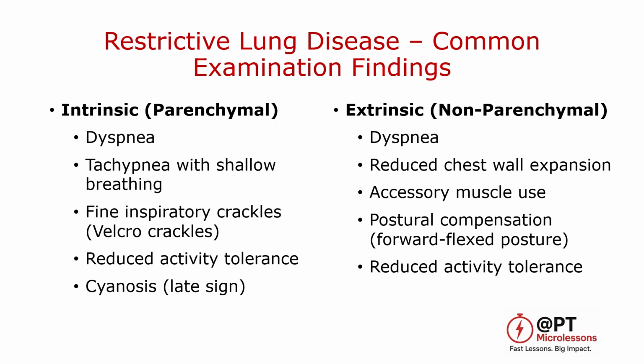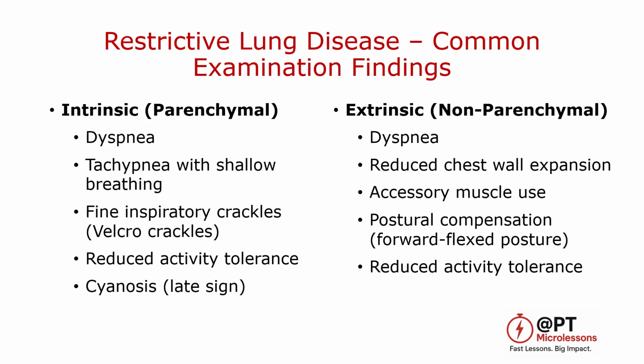Building on that, we can now look at the common examination findings associated with restrictive lung disease. Although both intrinsic and extrinsic restrictive diseases reduce lung expansion, their physical examination findings can differ because the underlying problem is different. Intrinsic or parenchymal restrictive diseases affect the lung tissue itself. Patients commonly present with dyspnea, rapid, shallow breathing, and reduced activity tolerance. On auscultation, they often have fine inspiratory crackles, sometimes called dry or Velcro crackles, which occur as stiff fibrotic alveoli reopen during inspiration. In advanced disease, cyanosis may also be present.